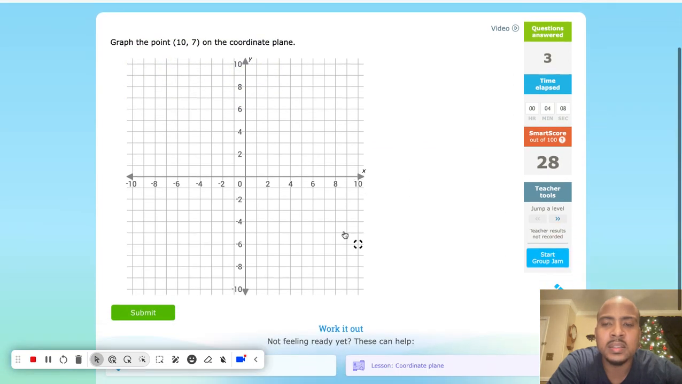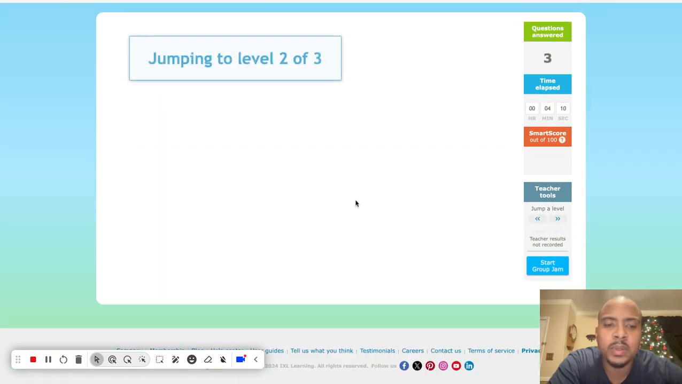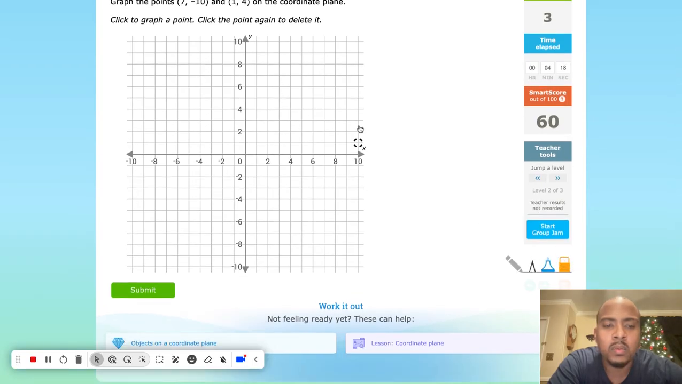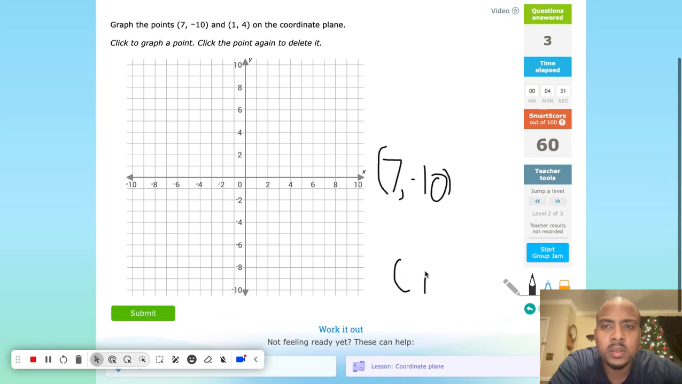Okay. So let's bump it up a little bit. A little harder. All right. And now they're going to give us 2 coordinates. Same thing, you're just plotting 2 coordinates. So I got 7 and negative 10. It's just, can you follow 2 different directions? And then I got 1 and 4. Excuse this awful handwriting.